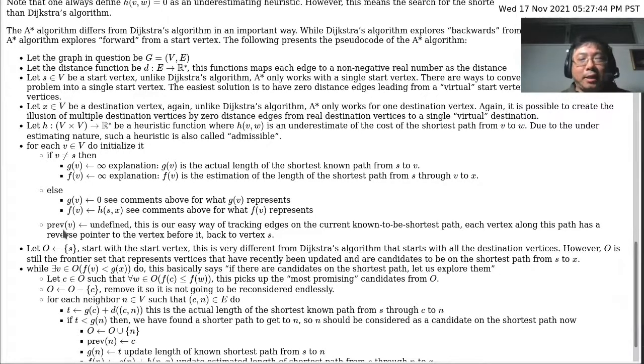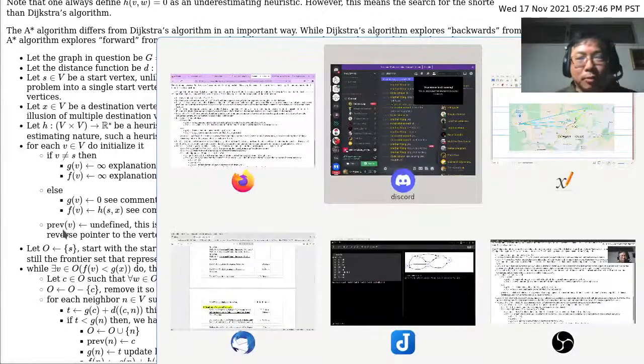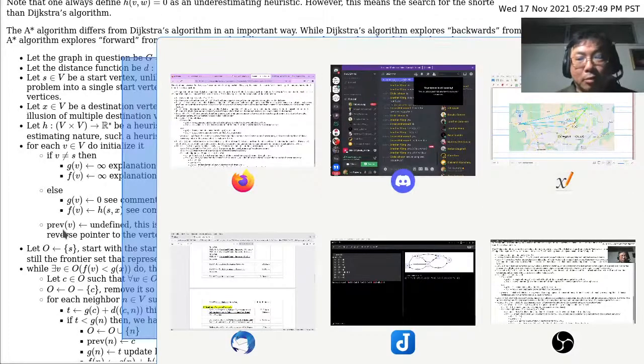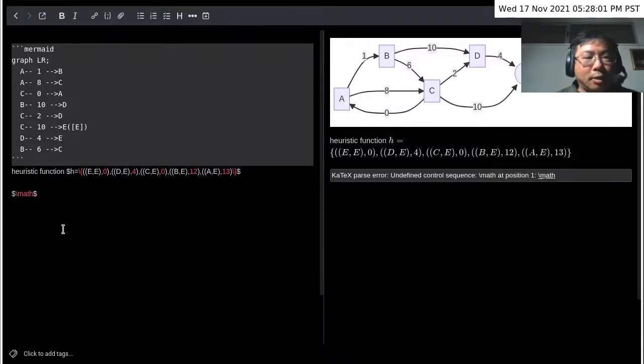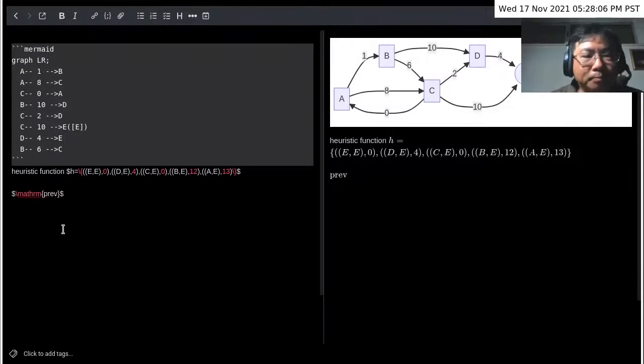In some way, okay, so let me go to Joplin first because I want to type this out. So if we want to identify what is the prev function, what is it, right? So that's one question that I want to answer. So if we look at the prev function, okay, and \mathrm{prev}, the reason why I use \mathrm is because I don't want it to be in italic. I want this to be just in regular text.